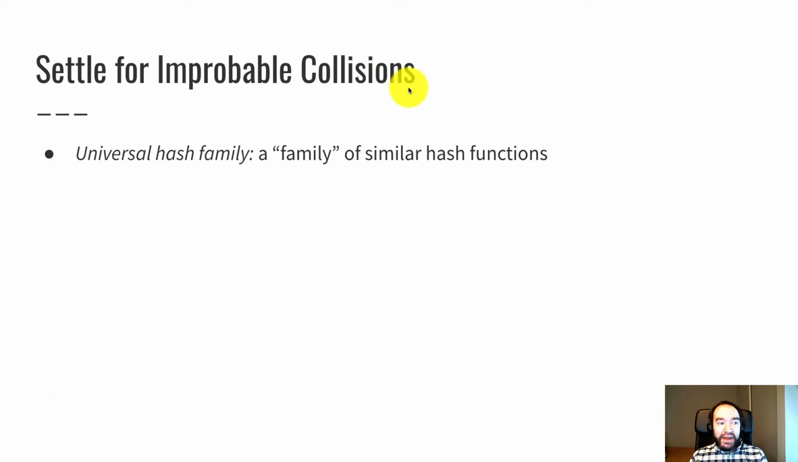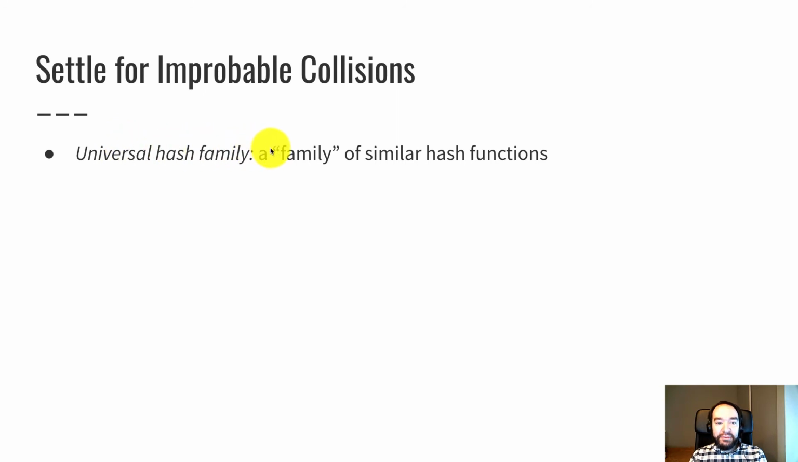There's no getting around that. But what we can do is try to reach a compromise. And the compromise we reach is that we settle for improbable collisions. We don't say they never happen because they have to be a possibility. But instead we say that the collisions are very unlikely. And we have a definition for a kind of hash function that gives us that guarantee. It's called a universal hash family.